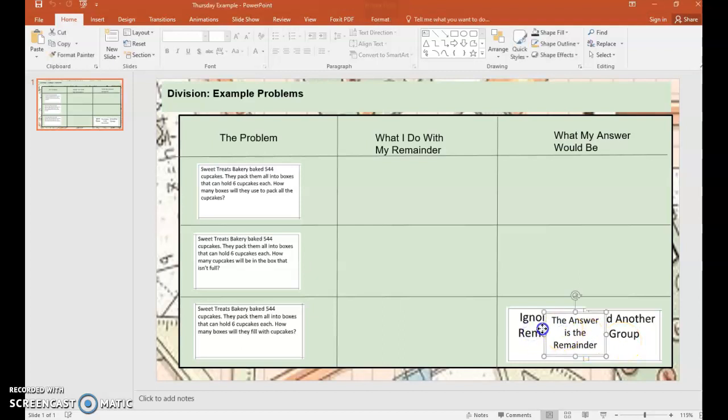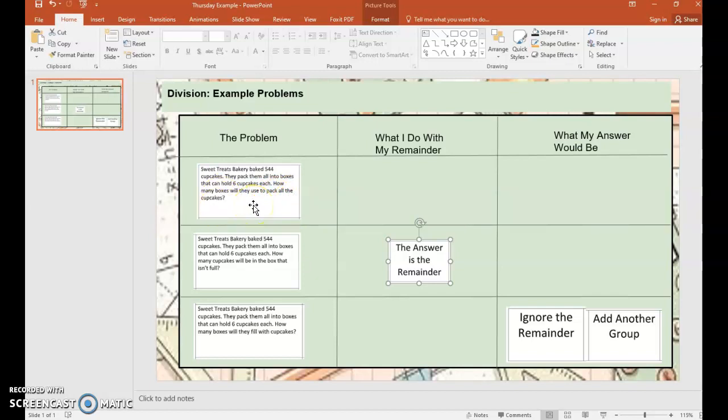So let's look at this one first. The answer is the remainder. And you're going to have them down here also where you're going to drag them to the correct boxes where they go. So the answer is the remainder. Let's look at this one, the first question here. How many boxes will they use to pack all the cupcakes?